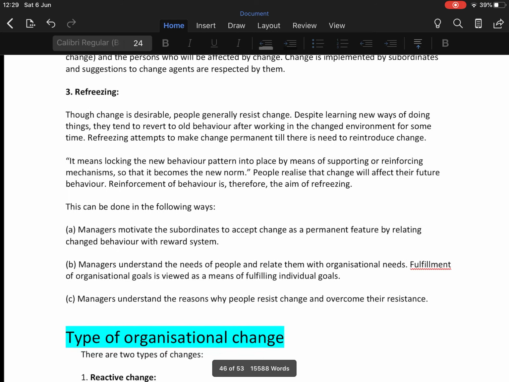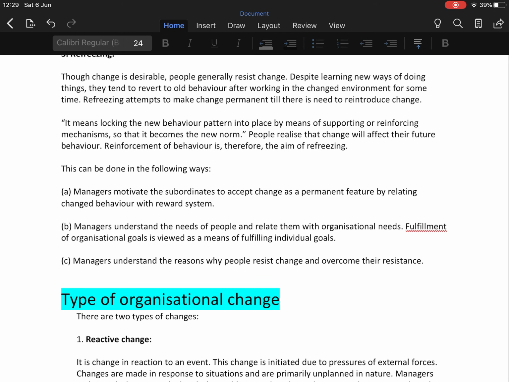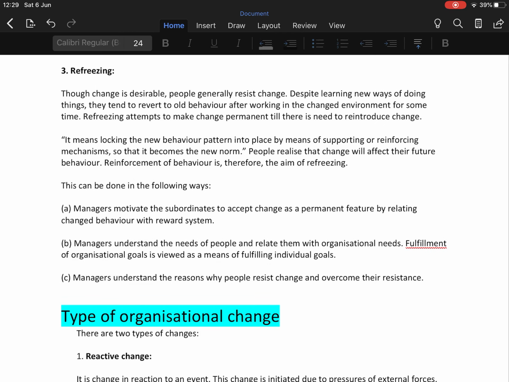Now, the third step is refreezing. Though change is desirable, people generally resist change. Despite learning new ways of doing things, they tend to revert to old behavior after working in the change environment for some time. Refreezing attempts to make change permanent till there is a need to reintroduce change. It means locking the new behavior pattern into place by means of supporting or reinforcing mechanisms so that it becomes the new norm in the organization.